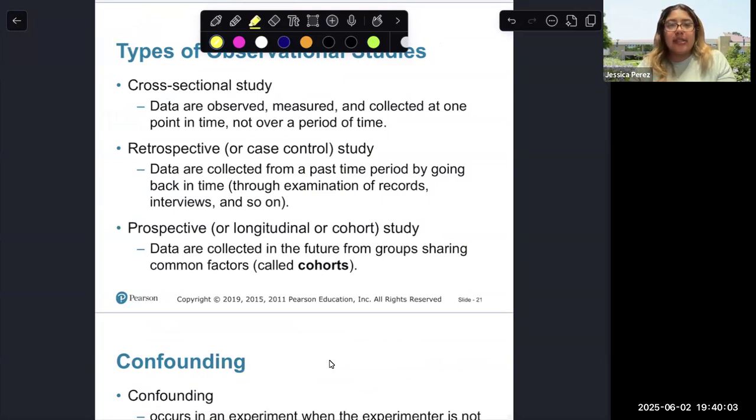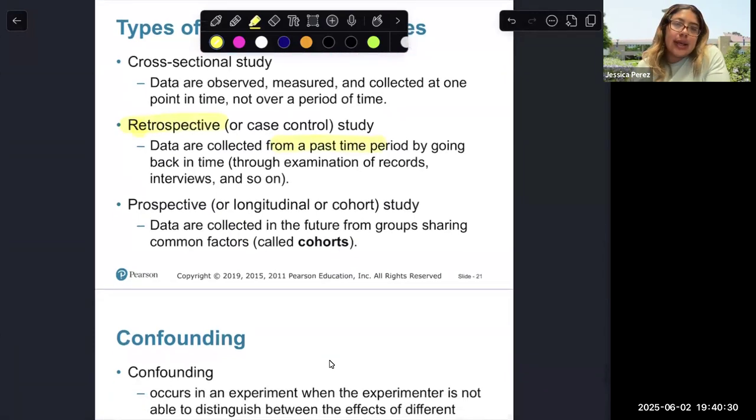There's a retrospective study, where data is collected from a past period, going back in time through examination of records, interviews, and so on. So maybe, for example, if I had my COVID shot some time ago, and then looking at what happened after, using past examinations and past records, something that happened from the past. Retrospective is something from past time.